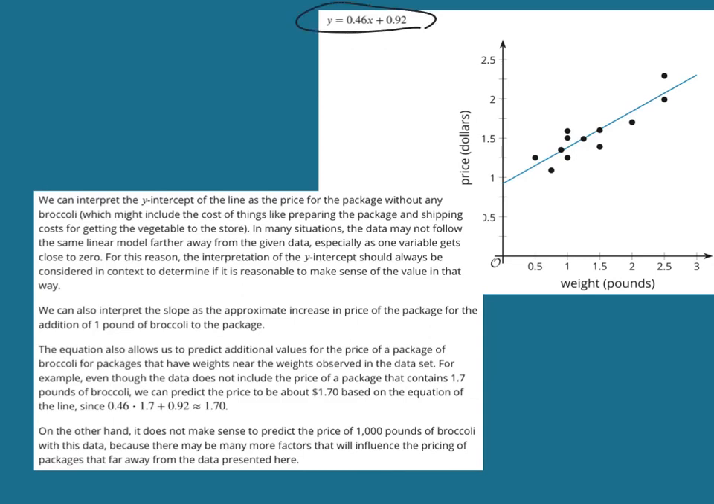Again, here's our model, right? So if we look at the y-intercept, a zero weight, no broccoli, costs 92 cents. Packaging, I guess, right? Preparing the package, shipping the package, and all that stuff, getting it to the store. Then it appears that for each additional weight in pounds, the price of broccoli goes up by 0.46. But I wouldn't say 0.46. I'd say for each additional pound, broccoli costs about 46 cents a pound. Ta-da!